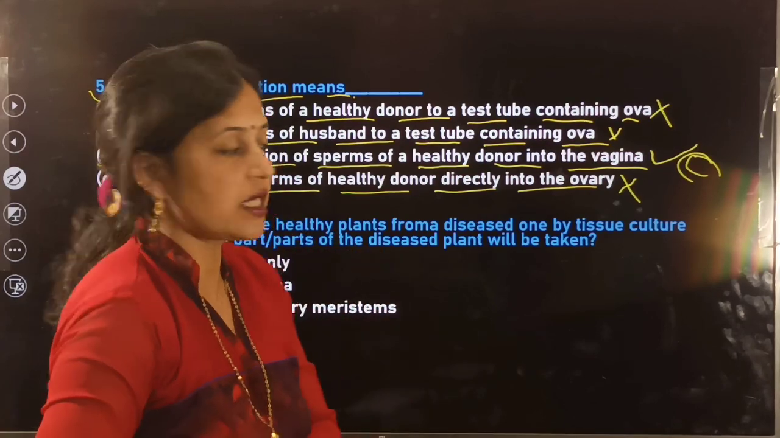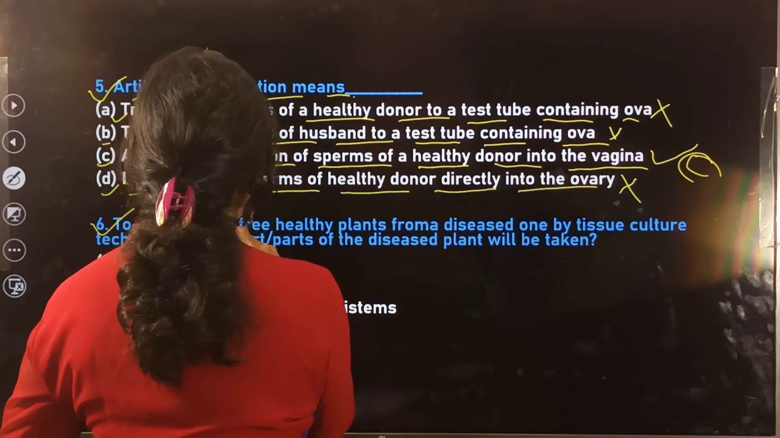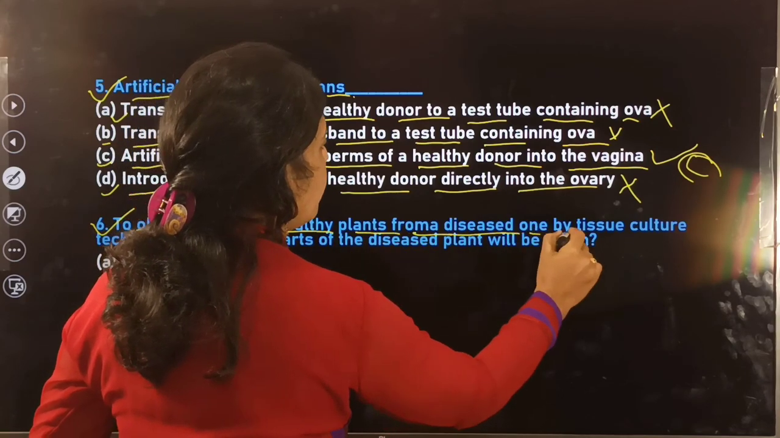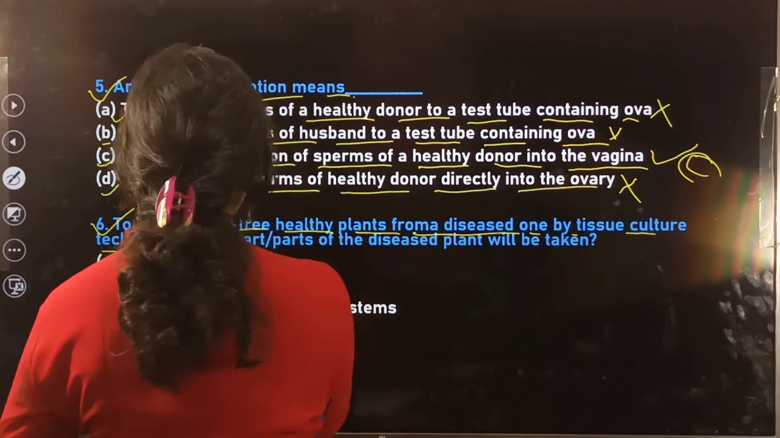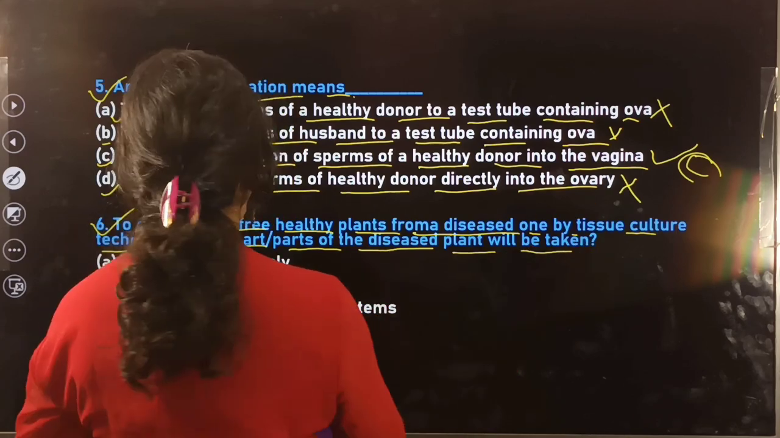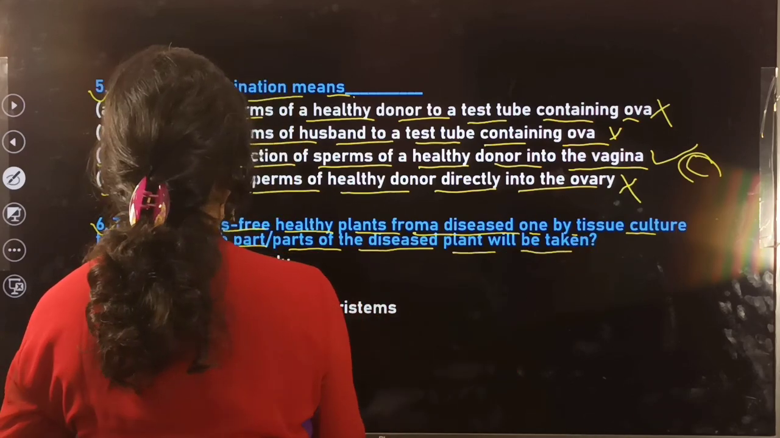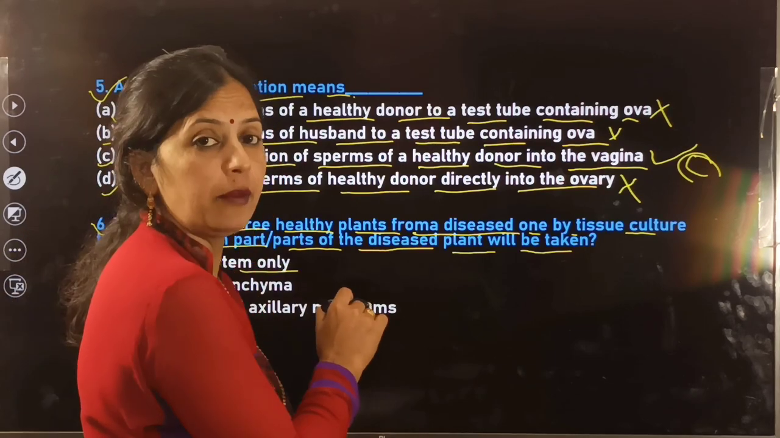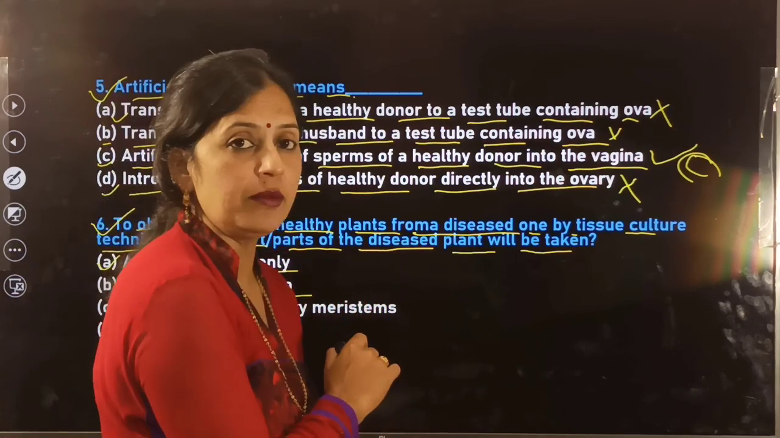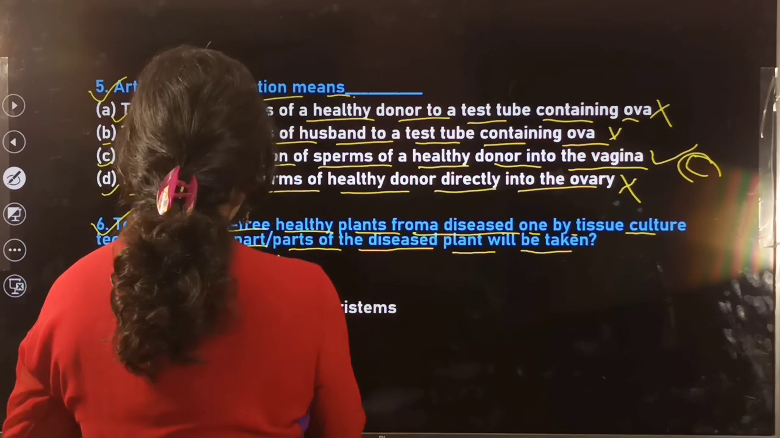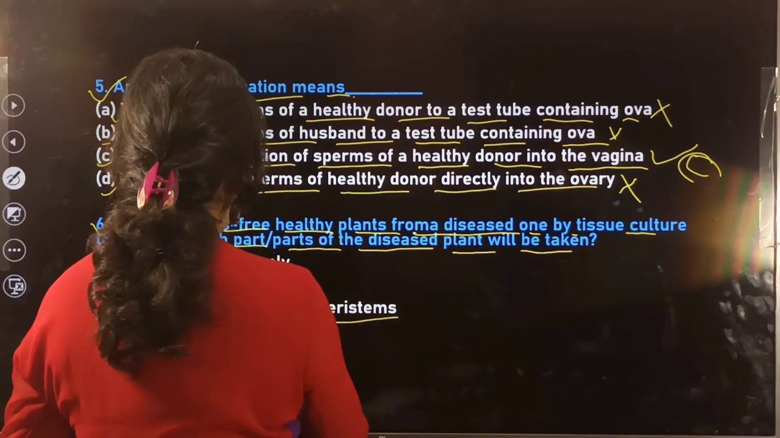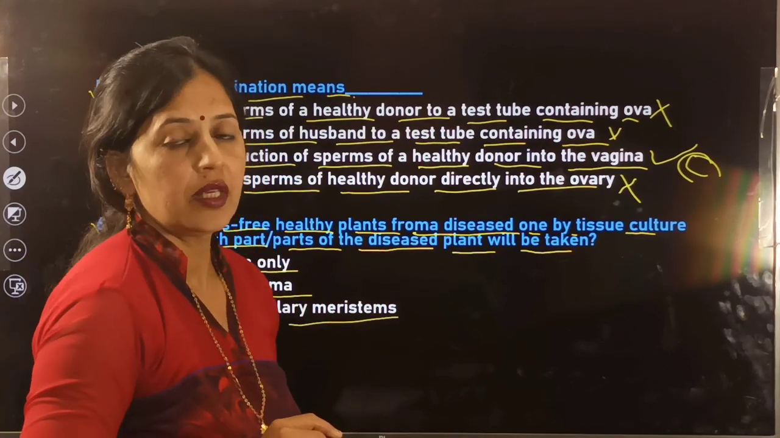Now shift to the question number 6. And the question number 6 is, to obtain virus-free healthy plants from diseased one by tissue culture technique, which part of the diseased plant will be taken? Options are, option A is apical meristem only. Second one is palisade parenchyma. C, both apical and axillary meristem. And the last one is epidermis only.